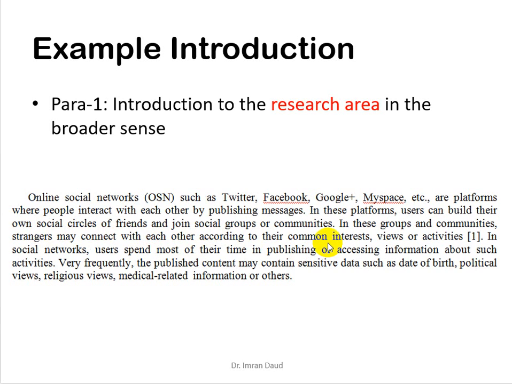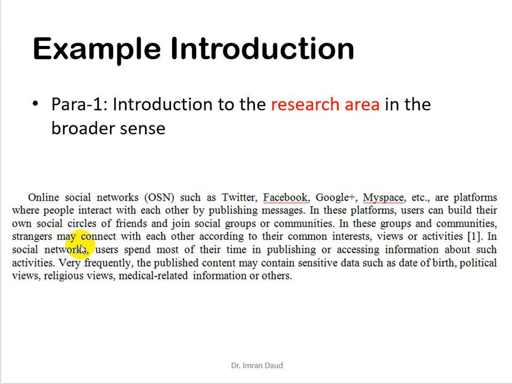For example, it's about sports, and you may come across several different strangers who are not in your contact list. So right here, as you can see, the citation is also here. In social networks, users spend most of their time publishing or accessing information about such activities, right? No, it is relating to the previous sentence.